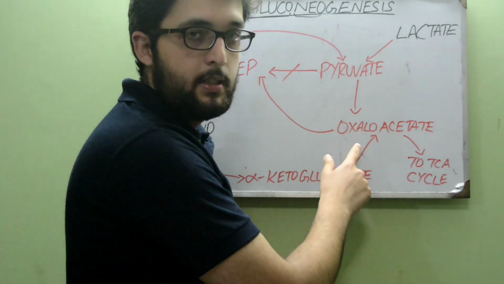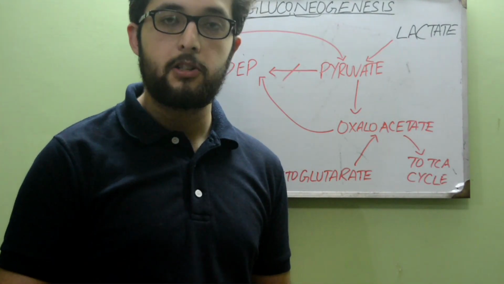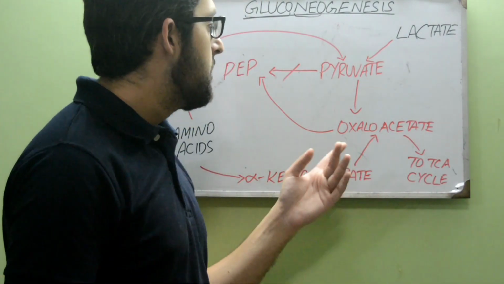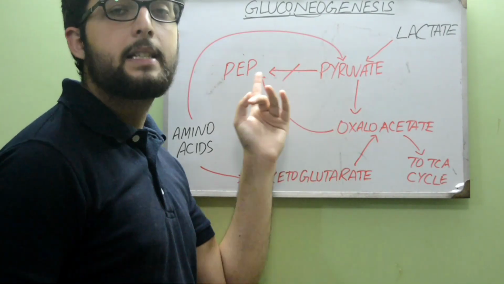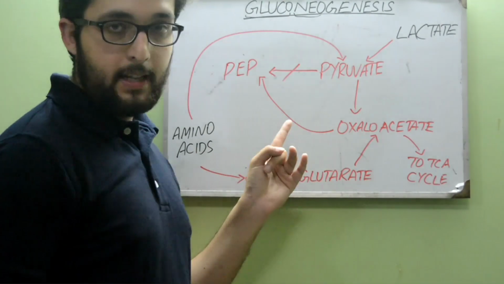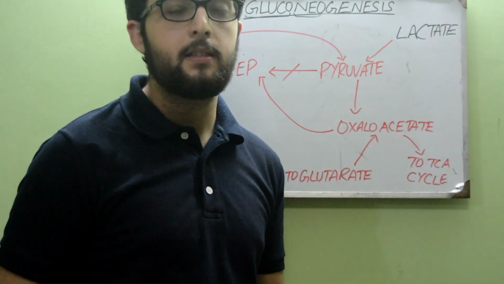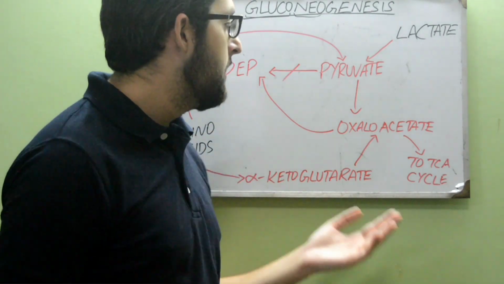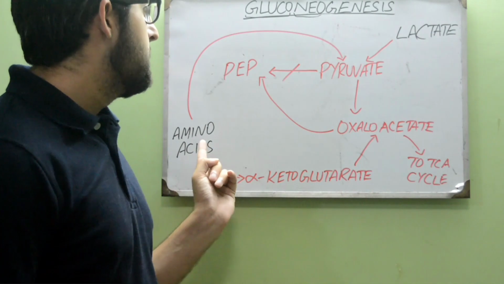So oxaloacetate goes both ways. It enters the TCA cycle, like I just mentioned, it is an intermediate, and it also converts to phosphoenol pyruvate, which pyruvate itself could not, by an enzyme called phosphoenol pyruvate carboxykinase, or PEPCK, right? That's the enzyme. Now coming to amino acids.